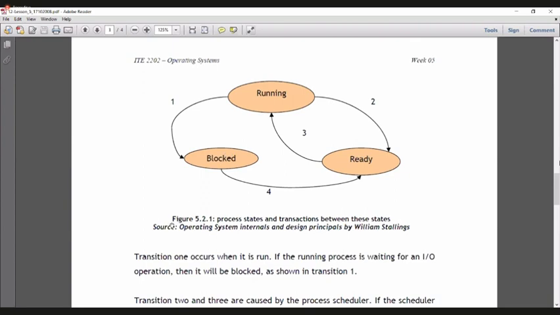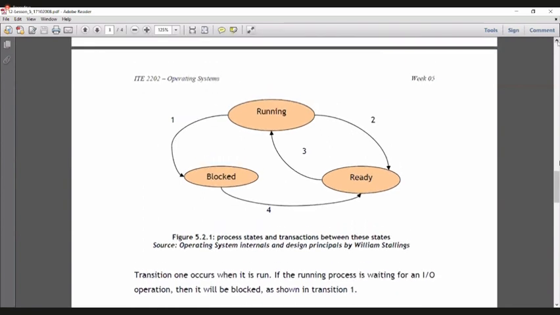If you are in a blocked state for an event, maybe a result from another process, once you get that, you can move it from blocked state to ready state. Okay, so I hope it is clear. Transitions.